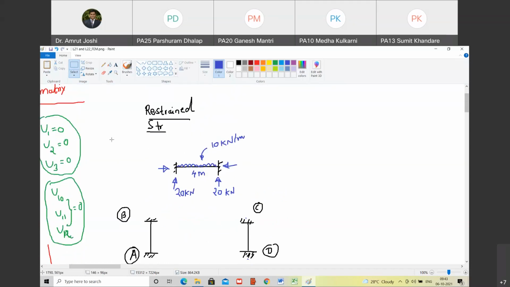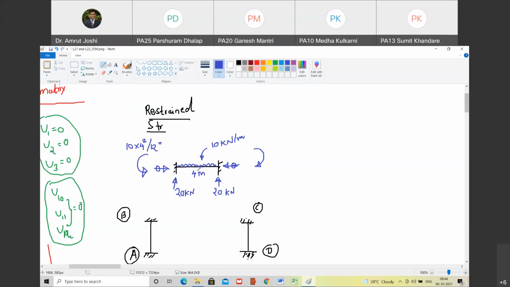So what is the horizontal reaction here? 10 kilonewton? No, zero. There is no horizontal force. In the restrained structure, it is going to be zero. Now, what is the moment reaction here? So the moment reactions here are going to be this way. Do you agree with me? Yes, sir. And this is going to be WL square by 12, with W equal to 10 and L equal to 4. Happy?